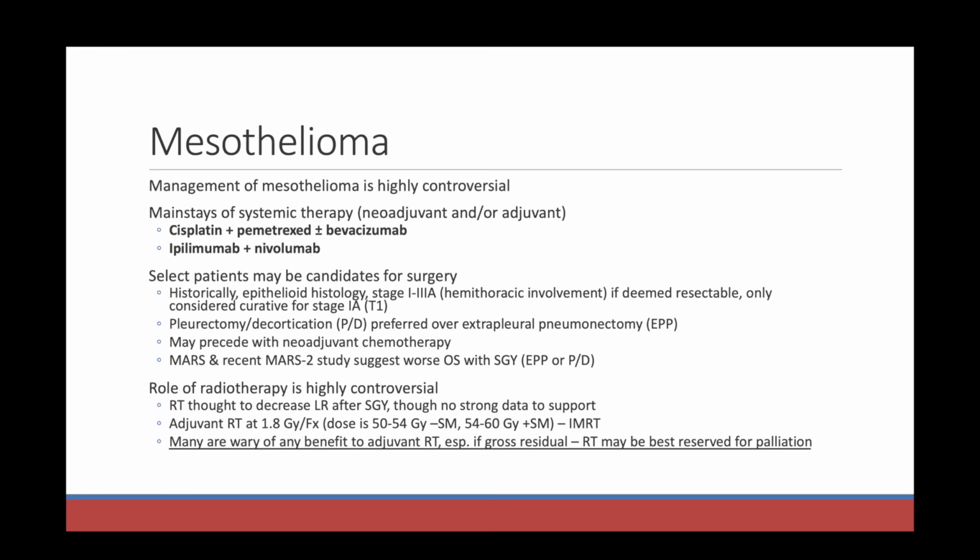And then the role of radiation is also highly controversial because radiation is thought to decrease the local recurrence risk after surgery, but there's not a ton of strong data to support this. If you are giving adjuvant radiation, the doses are kind of similar to what we talked about for thymoma, where we do 50 to 54 gray if there's negative surgical margins, 54 to 60 gray if there's positive surgical margins. It's IMRT, it's 1.8 gray per fraction. And many are wary of any benefit to adjuvant radiation, especially if there's gross residual, just because it's such a poor prognosis. So many just save radiation for palliative settings.